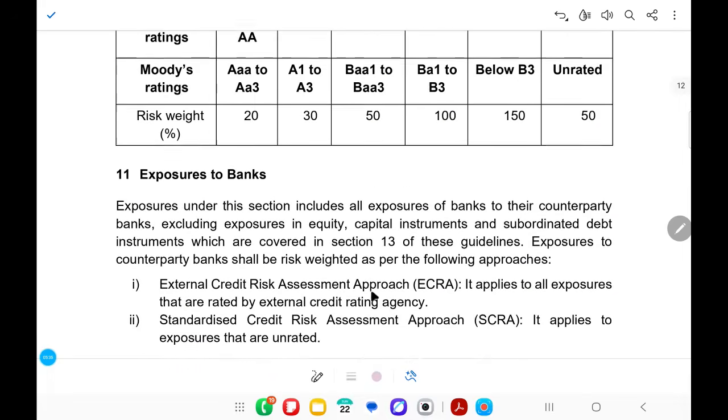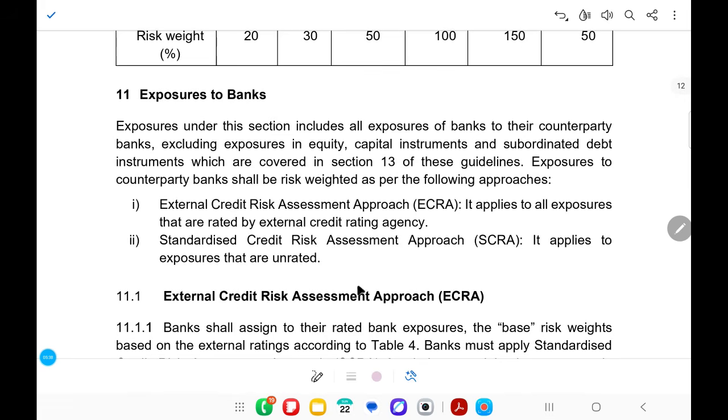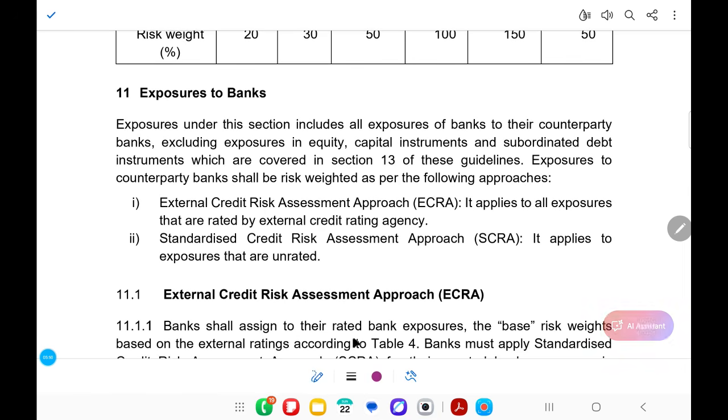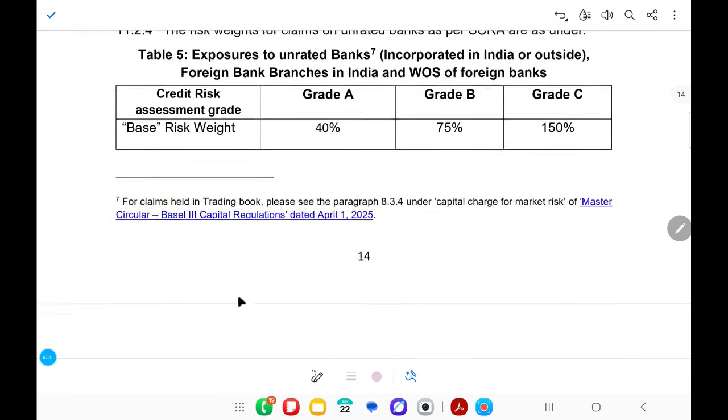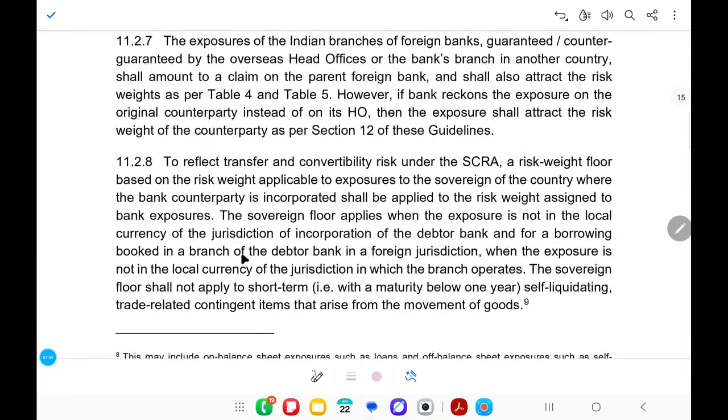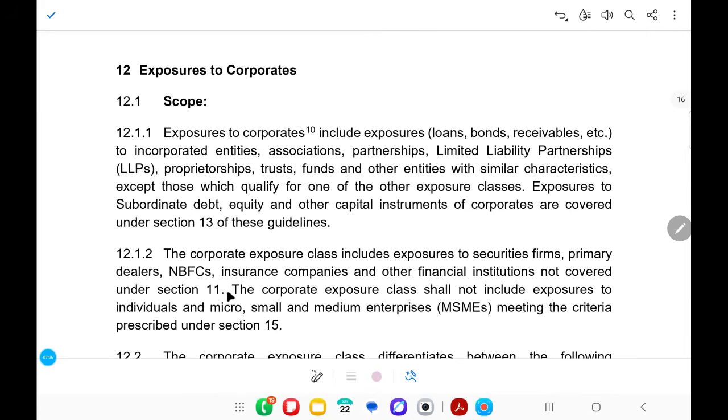We also saw exposures to banks in the last video, where the framework introduces a dual mechanism for determining the risk weights on counterparty banks. We saw the external credit risk assessment approach, the ECRA approach, and the SCRA approach. All these things we discussed in detail in our last video. I strongly recommend that you go and watch that video so you get better clarity. Today our agenda is to cover exposures to corporates in detail.